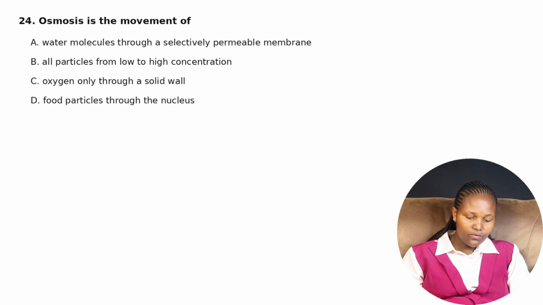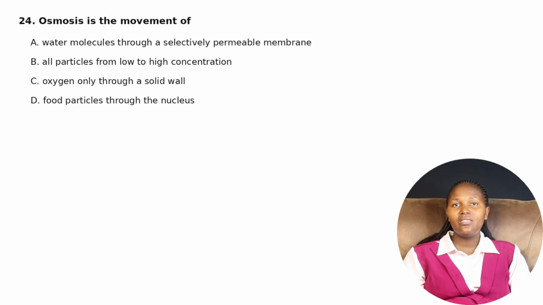So question 24, osmosis is the movement of: A, water molecules through a selectively permeable membrane; B, all particles from low to high concentration; C, oxygen only through a solid wall; and D, food particles through the nucleus. That is very easy. I have already addressed it in question 23. The correct answer is A, water molecules.